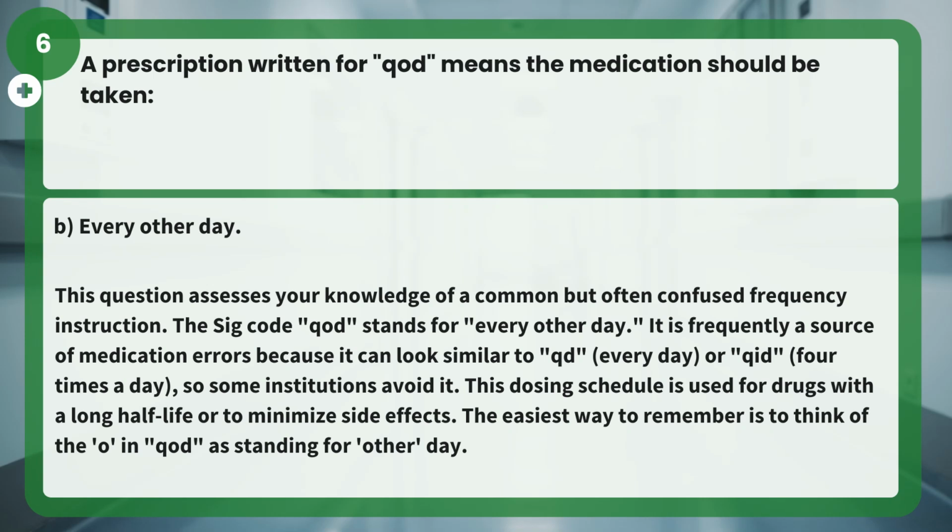Answer: B. Every other day. This question assesses your knowledge of a common but often confused frequency instruction. The SIG code QOD stands for every other day. It is frequently a source of medication errors because it can look similar to QD, every day, or QID, four times a day, so some institutions avoid it. This dosing schedule is used for drugs with a long half-life or to minimize side effects. The easiest way to remember is to think of the O in QOD as standing for other day.